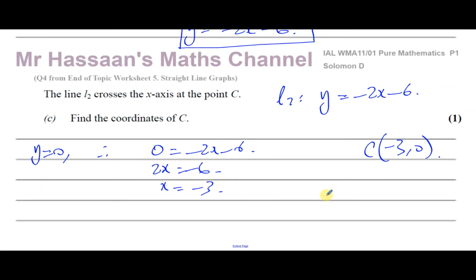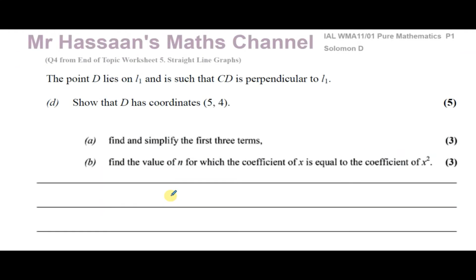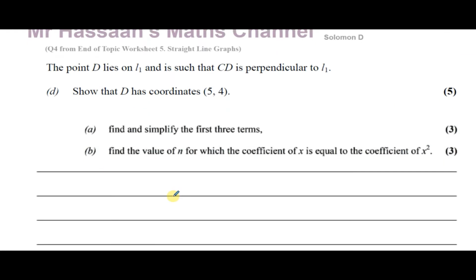Now, the question that was asked was actually part D. And part D says the point D lies on line 1 and is such that CD is perpendicular to line 1. Okay, so let's show that the point D has the coordinates 5, 4.